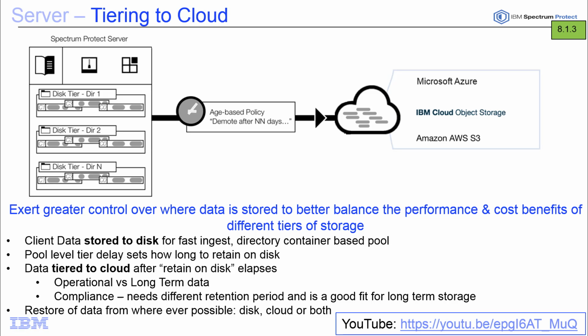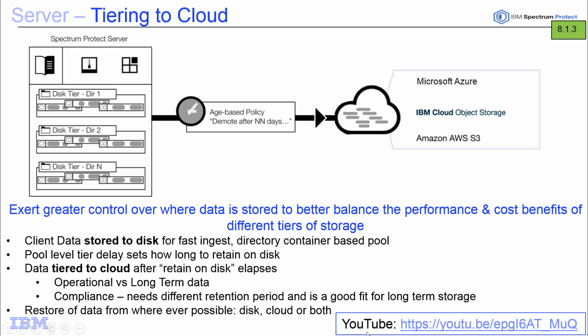And then you can choose how long to leave it on that disk before you tier that data out to a cloud storage pool. This cloud storage pool could be your Microsoft Azure, IBM Cloud Object Storage, or Amazon S3. This gives you a way to differentiate operational versus long-term data, and it also gives you a great place to place compliance data that needs different retention periods and is a good fit for that long-term storage in the cloud. When the end user goes to restore the data, it doesn't matter if that data is sitting on disk or cloud, it's simply restored back to its original location.